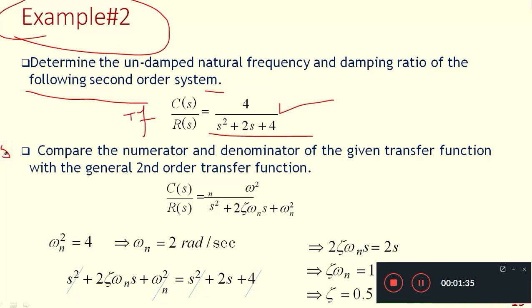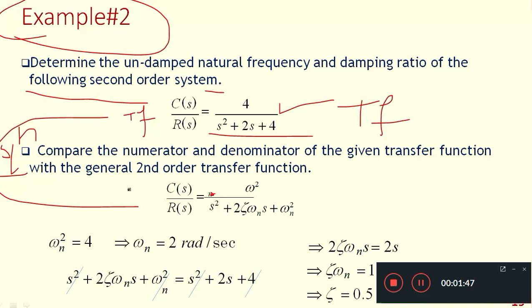While writing the solution, for any given transfer function, we first need to compare with the standard second order system. We know that the standard second order system transfer function is C(s)/R(s) = omega n square divided by s square plus 2 zeta omega n s plus omega n square. Here we need to find the natural frequency omega n and the damping factor zeta. So compare the standard second order system with the given transfer function.